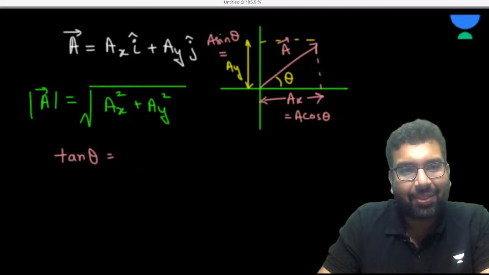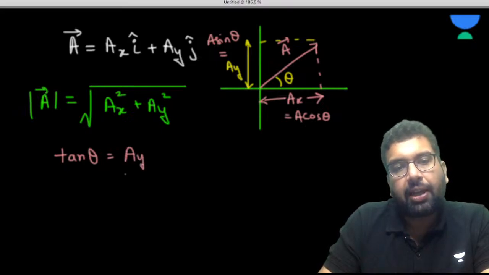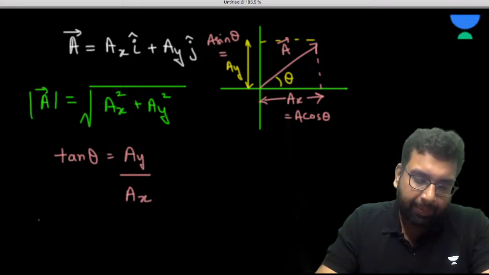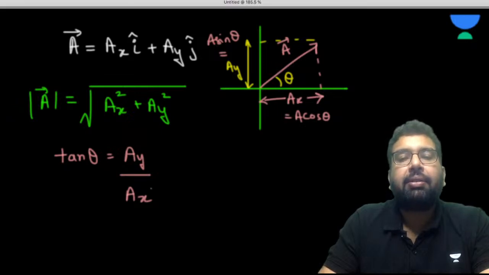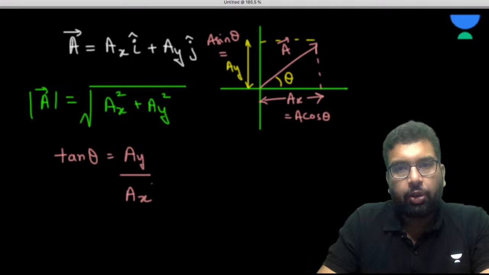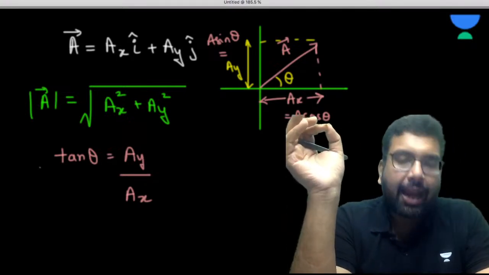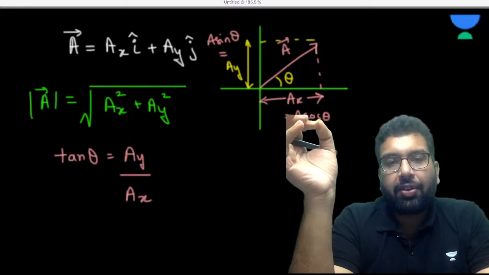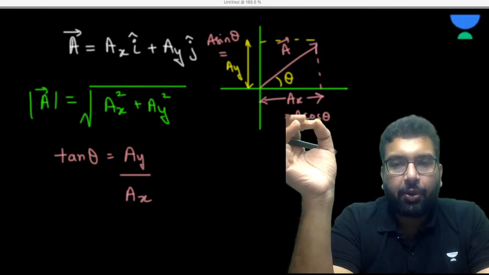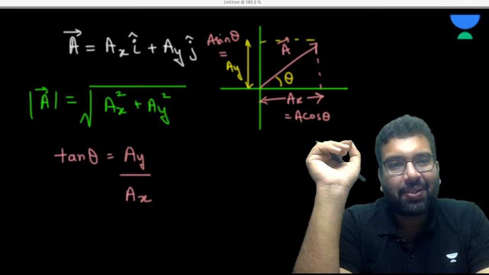Tan theta is going to be ay upon ax from this triangle. Are you getting my point? Tan theta is ay by ax in this triangle. Understood, beta? So from here you can get theta also. So if you have any vector given in Cartesian, right away you can find the magnitude of that vector and the angle it makes. Clear? I hope this is fine to you.